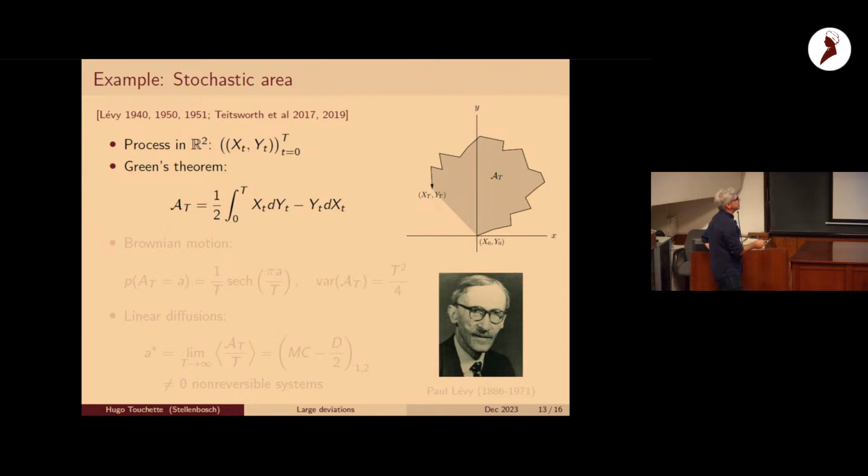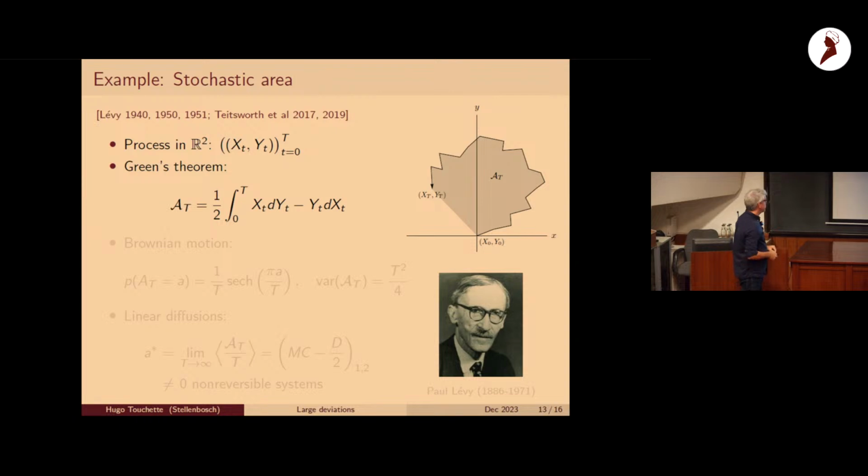Imagine that you have a stochastic process moving in the plane. It starts at some point, and then after some time, will finish at some other point. If you calculate this integral, it's the area defined by the trajectory itself with the chord joining the final point to the initial point. So if you actually close the trajectory, it's the area enclosed by the curve. But if you don't close the trajectory, and in most cases you don't for a stochastic process, then it's the area enclosed with the chord joining the initial and final point.